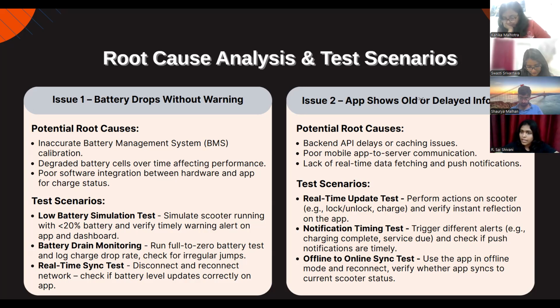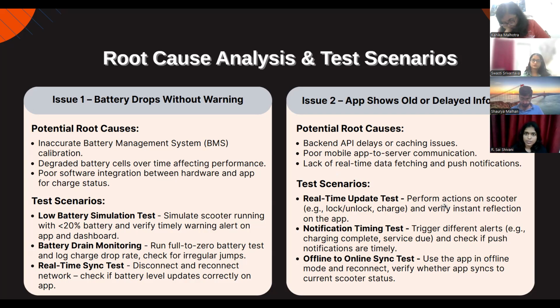The test scenarios that we will take to check if it is fixed or not: low battery simulation test. Simulate the scooter running with less than 20% battery and verify timely warning alerts on the app and the dashboard. Battery drain monitoring: run from full to zero battery and log the charge drop rate. Check for irregular jumps. Maybe if there are irregular jumps, then the battery calibration is not perfect between the app and the actual percentage of the battery. Real-time sync test: disconnect and reconnect the network. Check if the battery level updates correctly on the app or not.